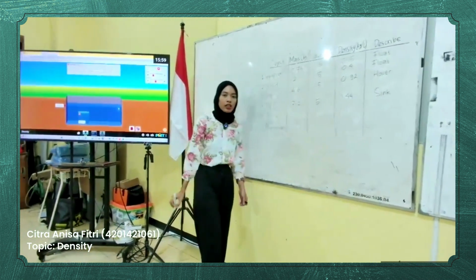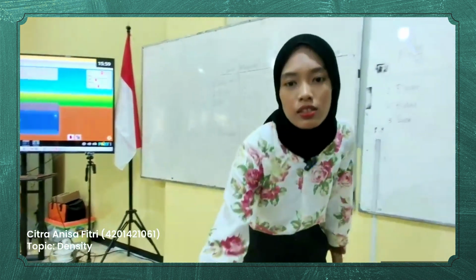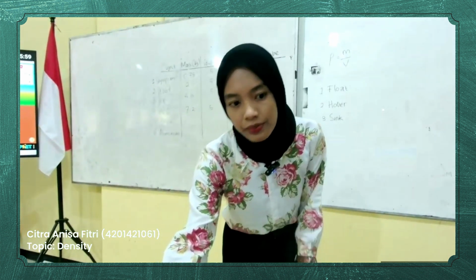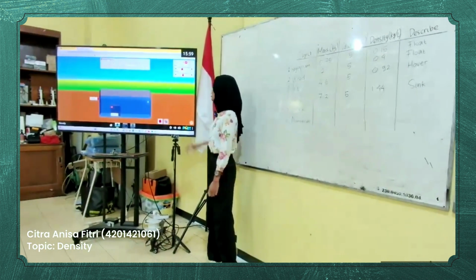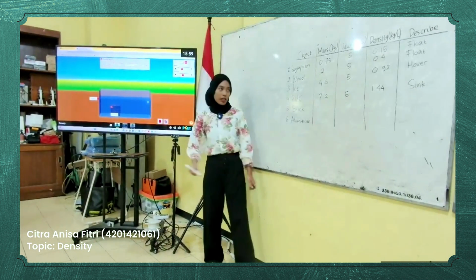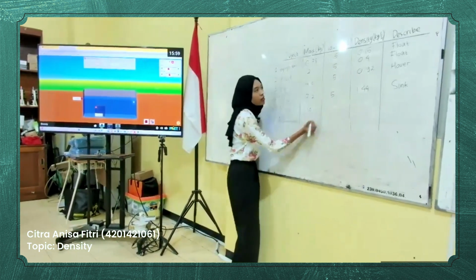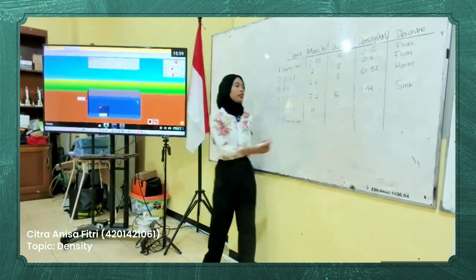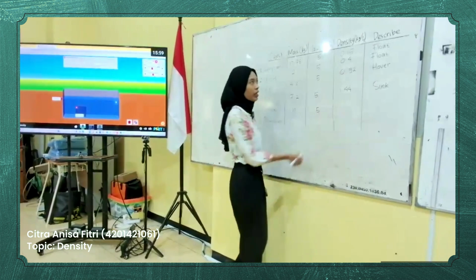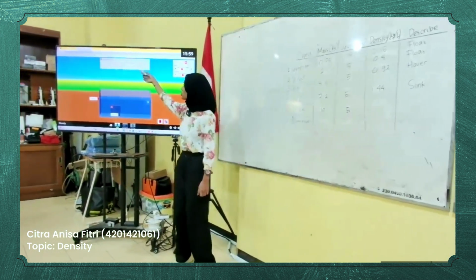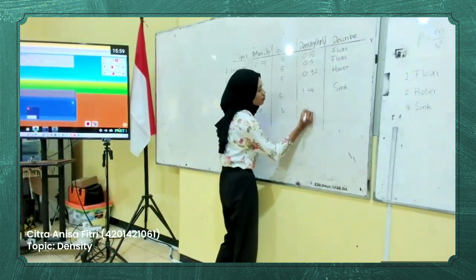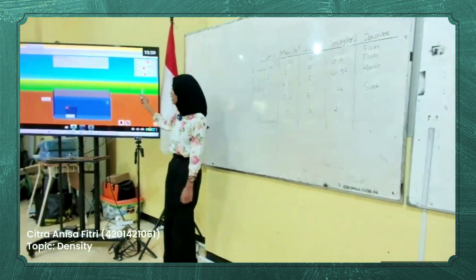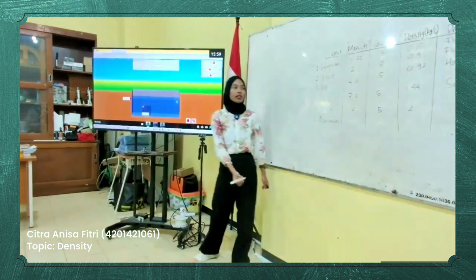Okay, next. We can change the object type again to brick. Okay, so brick has a mass of 10 kilograms and the volume is still 5 liters. And we got the density is 2 kilograms per liter. And we can see again that the brick will be sinking.